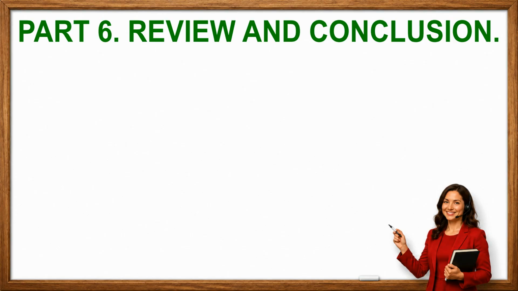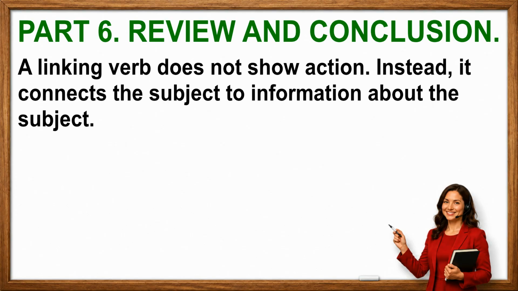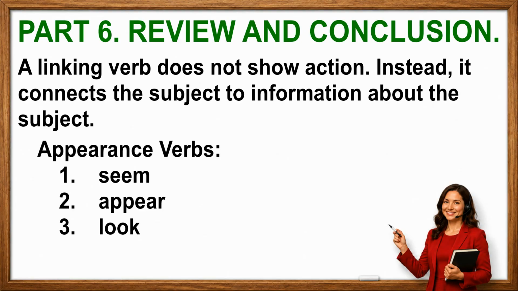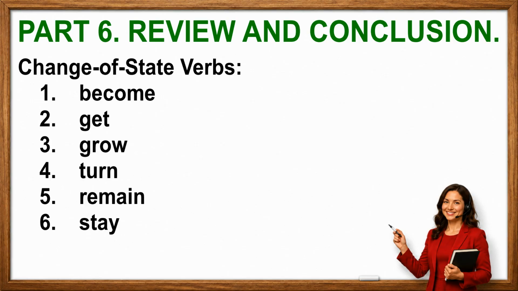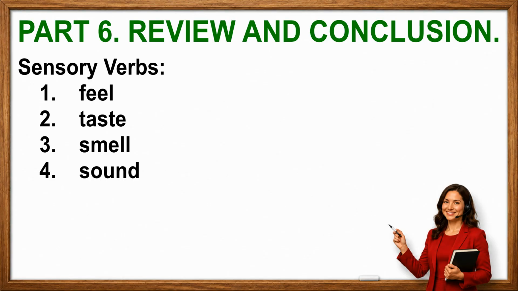Part 6. Review and conclusion. Let's review what we've learned. A linking verb does not show action. Instead, it connects the subject to information about the subject. Common linking verbs include appearance verbs: 1. Seem 2. Appear 3. Look. Change of state verbs: 1. Become 2. Get 3. Grow 4. Turn 5. Remain 6. Stay. Sensory verbs: 1. Feel 2. Taste 3. Smell 4. Sound.